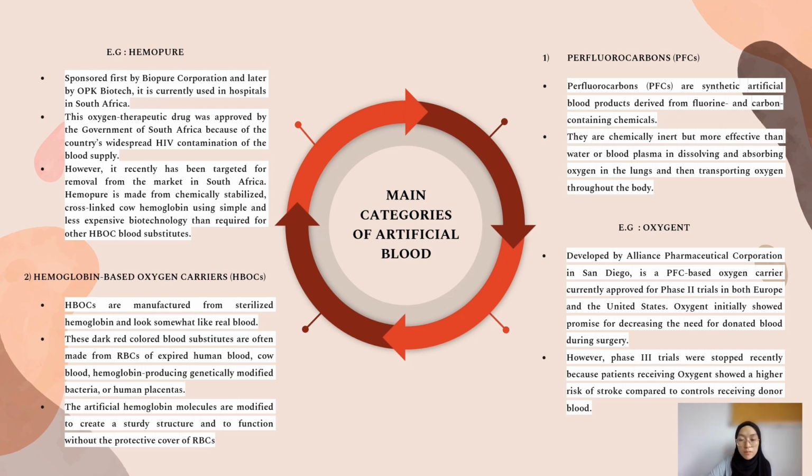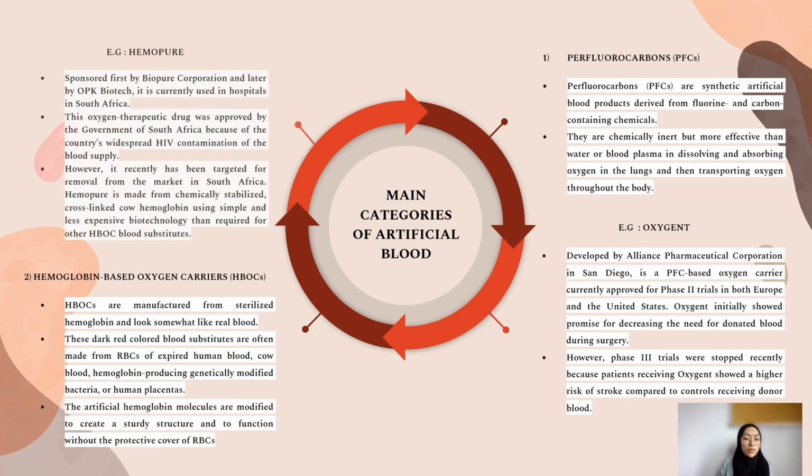Okay, this is the example for PFCs, which is Oxygent, developed by Alliance Pharmaceutical Corporation in San Diego. It's a PFC-based oxygen carrier currently approved for phase 2 trials in both Europe and the United States. Oxygent initially showed promise for decreasing the need for donated blood during surgery. However, phase 3 trials were stopped recently because patients receiving Oxygent showed a higher risk of stroke compared to the control group receiving donor blood.